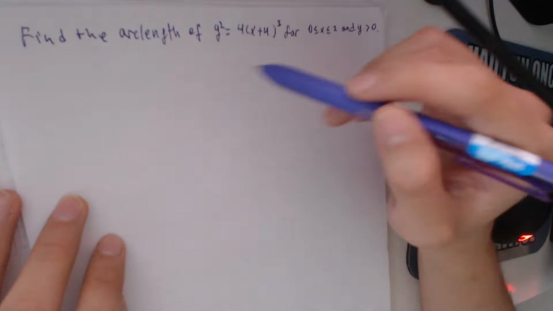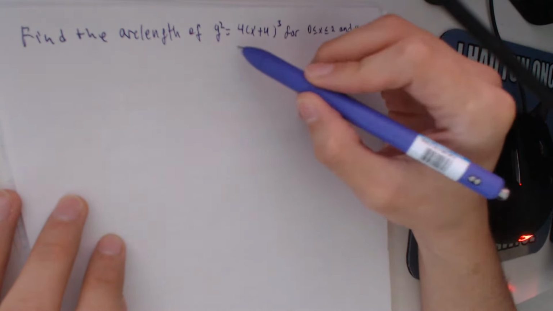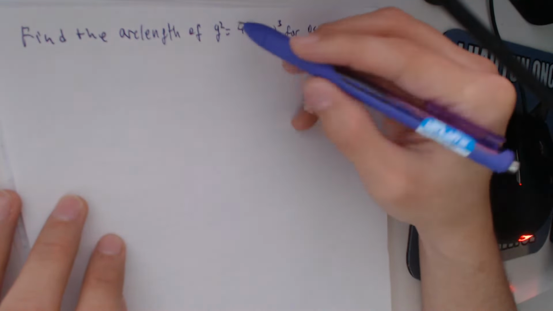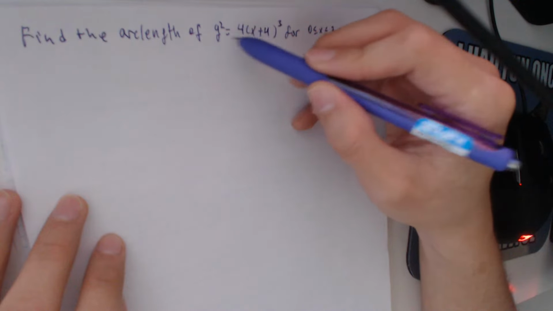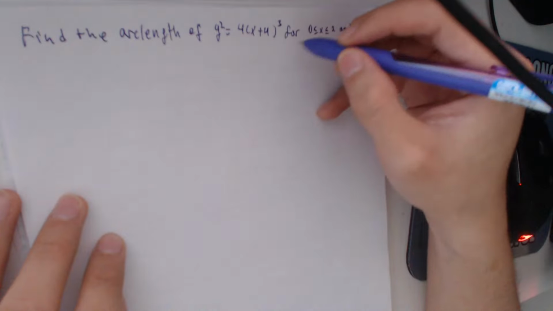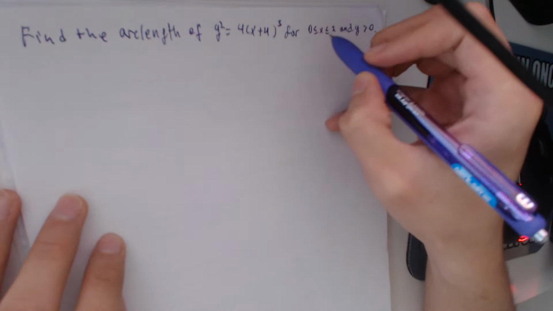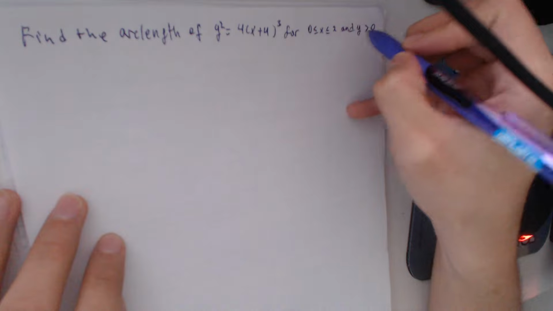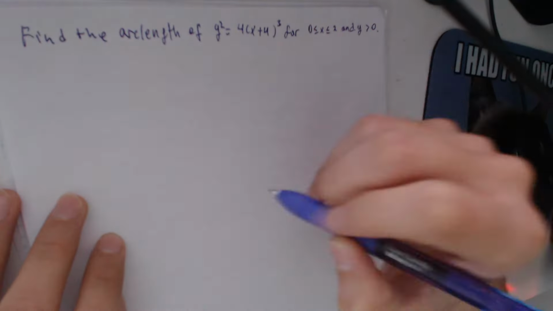So it says find the arc length of this curve. It's not a function because this y squared will yield two different functions, you'll see in a second. 4x going between 0 and 2 and positive values of y.